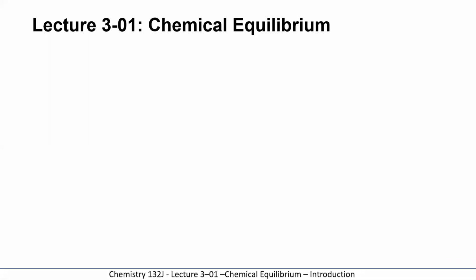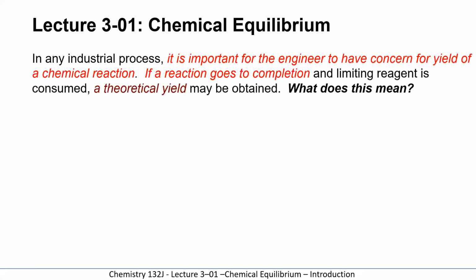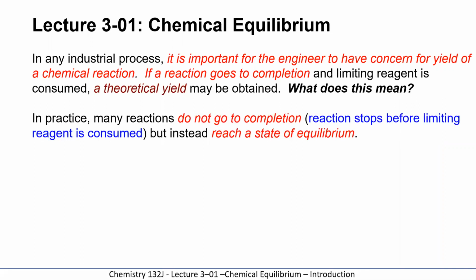Hello again. Here's lecture 301 on chemical equilibrium. It's very important to note that engineers must be concerned with the yields that chemical reactions have. Companies that employ you want to know how they can maximize profits by increasing the production of products from chemical reactions. Now, unfortunately, not all chemical reactions go to completion.